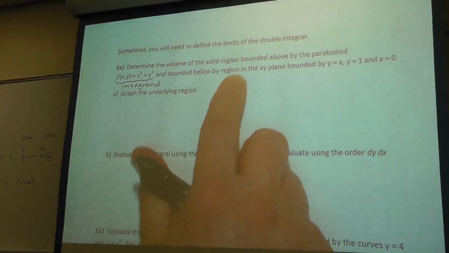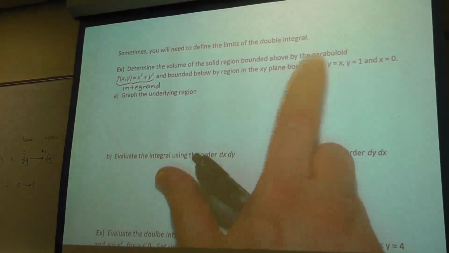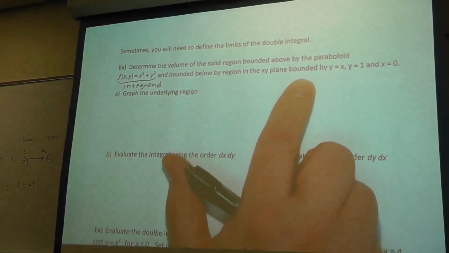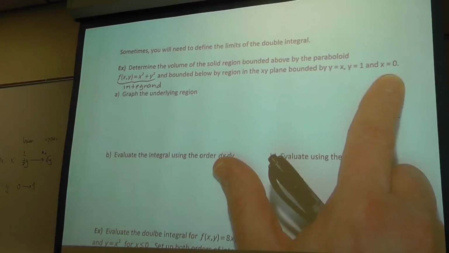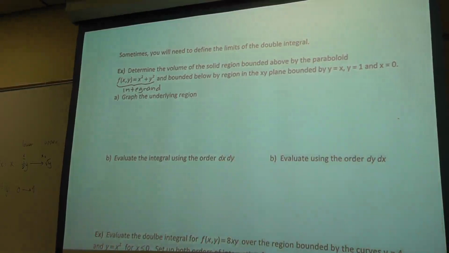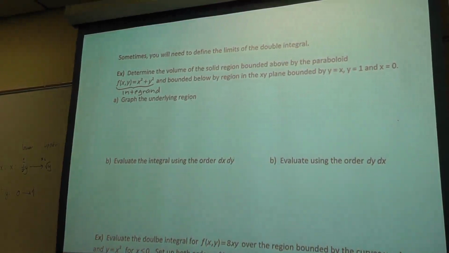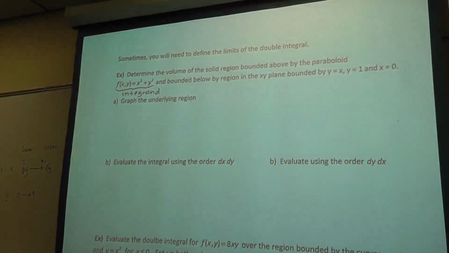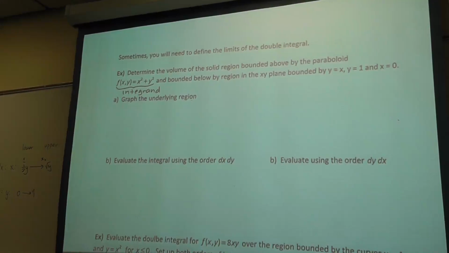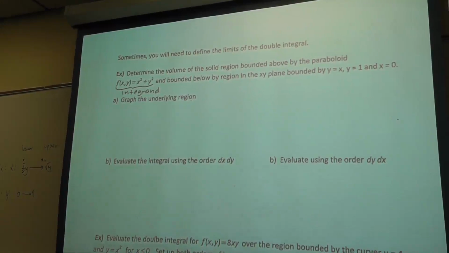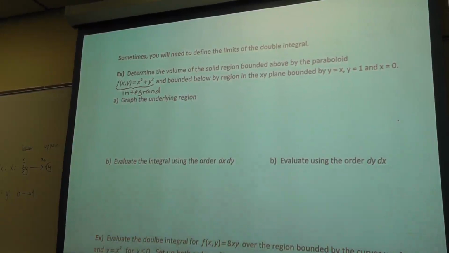It's bounded below by the region of the xy plane, bounded by, a lot of use of the word bounded here, bounded by the lines y equals x, y equals 1, and x equals 0. Can you see what that shape is without graphing it? Some people are calculator dependent on the graphing, some people can visualize that, and I need to make sure everybody's on the same playing field. Triangle. It's going to be a triangle.